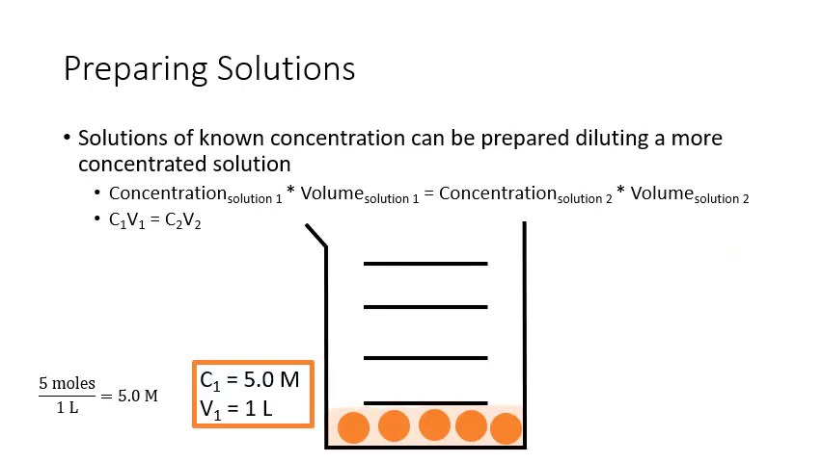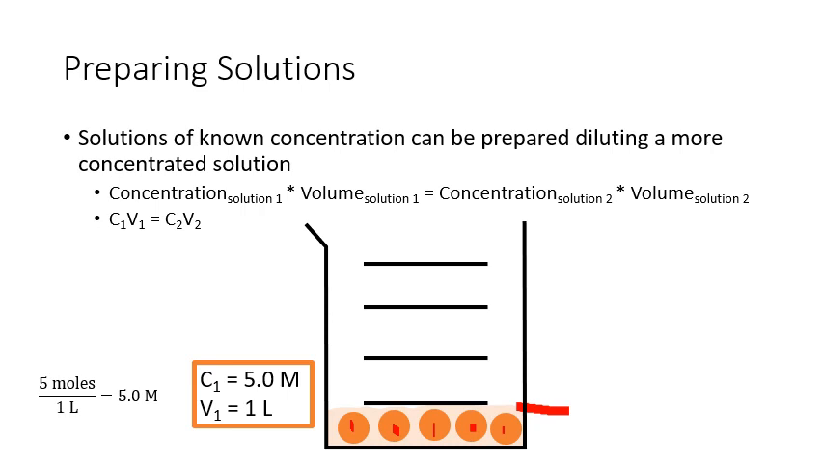To show an example, we have this solution here that's pretty concentrated. You can't see the level very well, but the level's around here right now. So we have this solution, and it's 5 moles, and you can count. We'll just say each one of these spheres is a mole. So we have 5 moles of solute in 1 liter of solvent. So we have a 5 molar solution that has a volume of 1 liter.